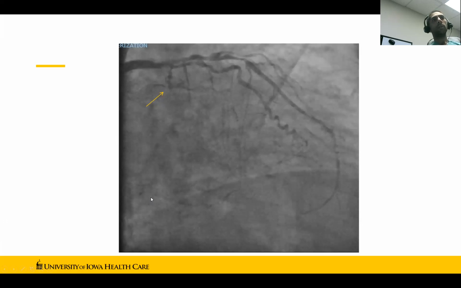There are collaterals going to the right. So the patient had a chronic total occlusion of the right coronary artery, some distal left main disease, diffuse LAD disease, and a CTO of the left circumflex coronary artery with bad ostial left circumflex disease. So very, very complex multivessel coronary artery disease.